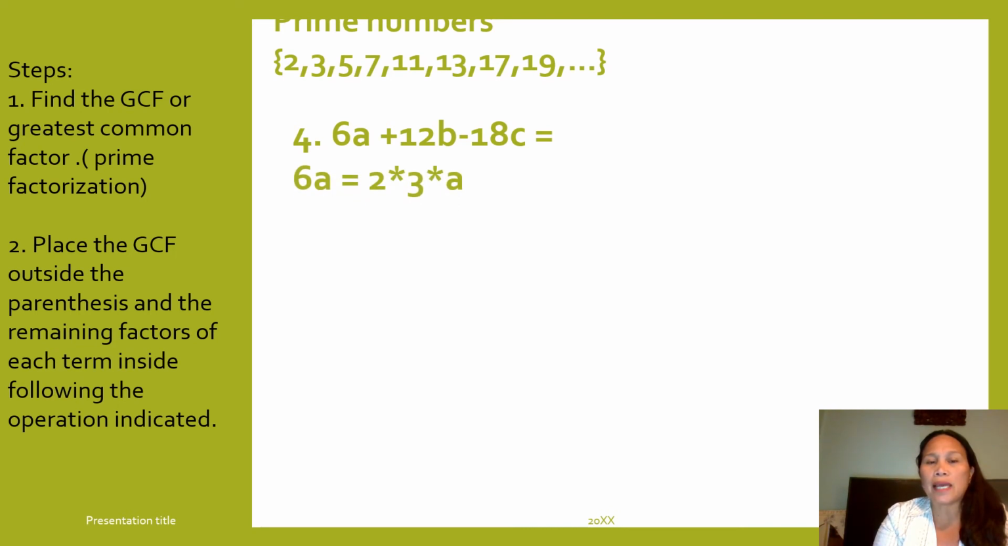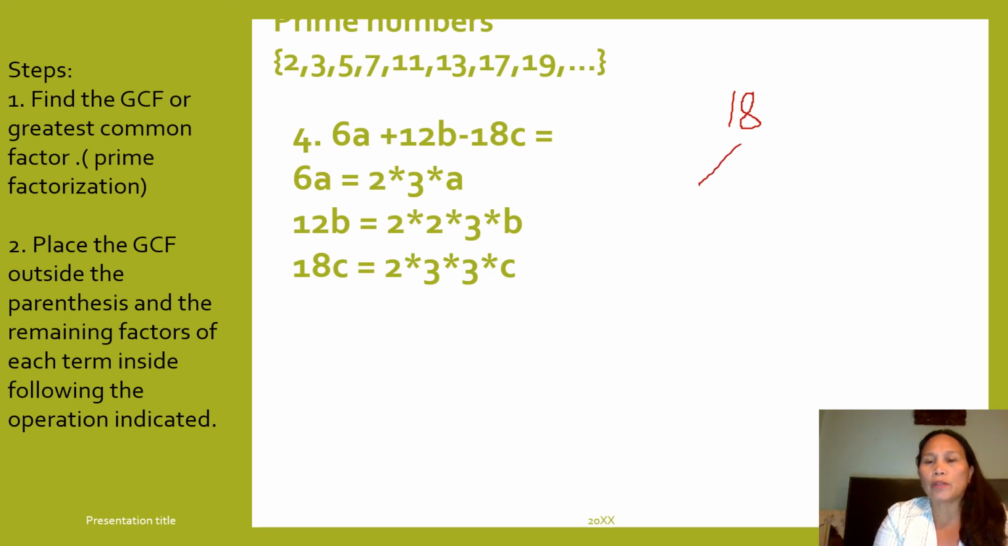Okay, that's for 6a, 2 times 3 times a. And this is for 12b, 2 times 2 times 3 times b. And this is for 18c, 2 times 3 times 3 times c. Now for 18 again, if you think it's hard for you to find, you can factor 3 again, that is 9 times 2. And 9 can be factored as 3 times 3. So therefore, that is 2 times 3 times 3 times 3.